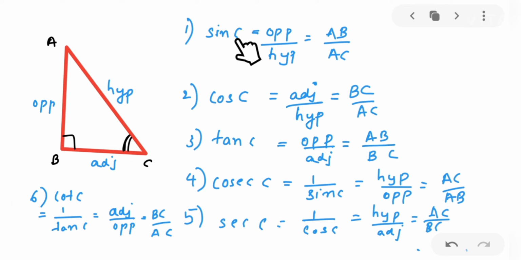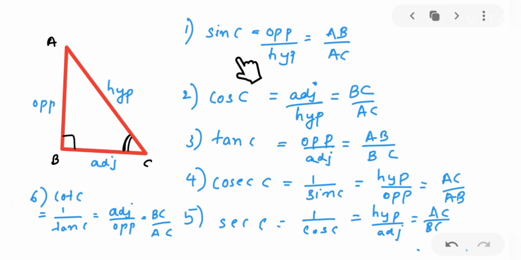After marking your opposite side, adjacent side and hypotenuse for the given reference angle, let me write the formulas. So sine, now choose the reference angle, sine C. Sine C is opposite by hypotenuse, so that is AB by AC. The formula remains the same. Cos C. The cos formula is adjacent by hypotenuse. Adjacent is BC and hypotenuse is AC, so BC by AC is the cos C value for this given triangle. Tan C is opposite by adjacent side, that is AB by BC.